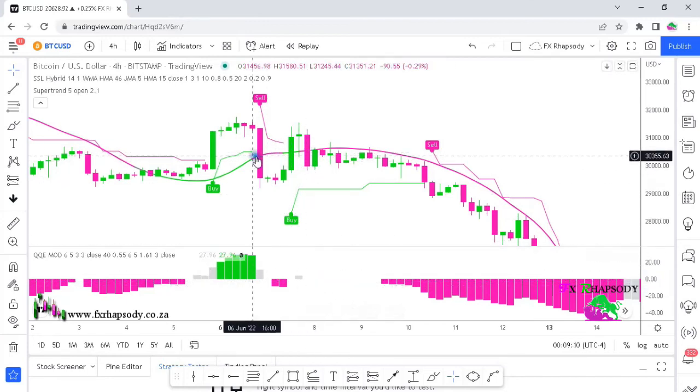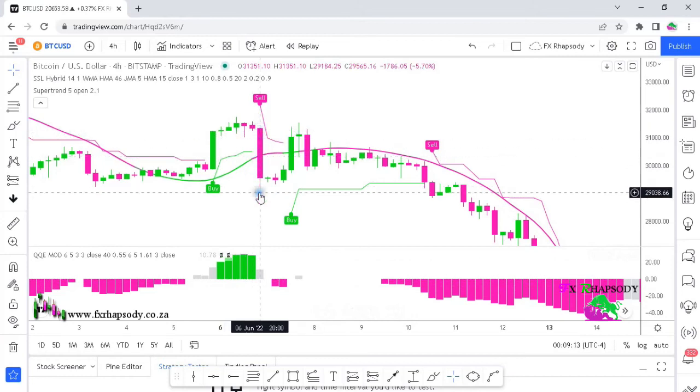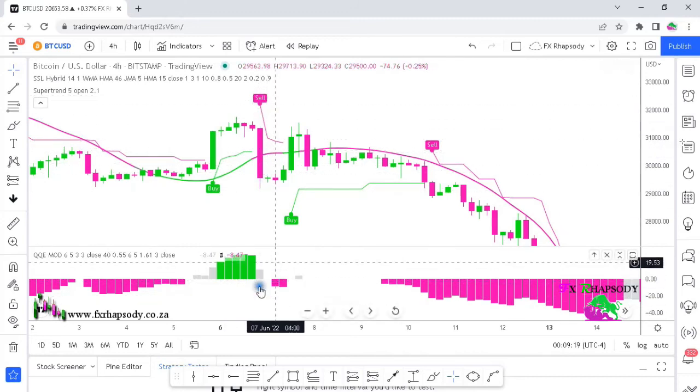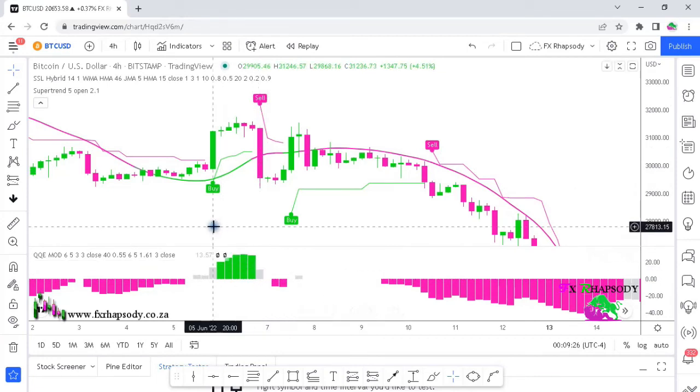Similar with the sell. The price breaks through the band, which is already a no-go. It gives a sell signal, but it breaks through the band, so it's a no-go. And again, another confirmation of a no-sell. There we go. No trade. Gray bar.